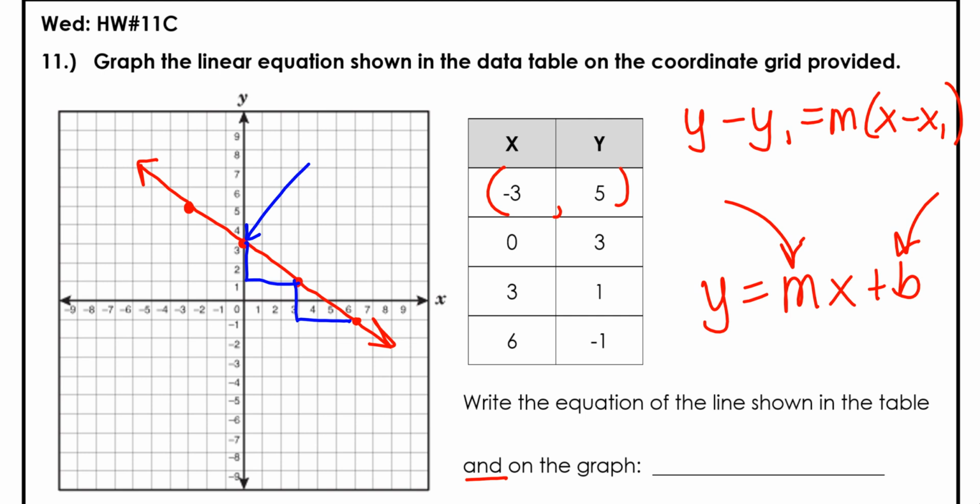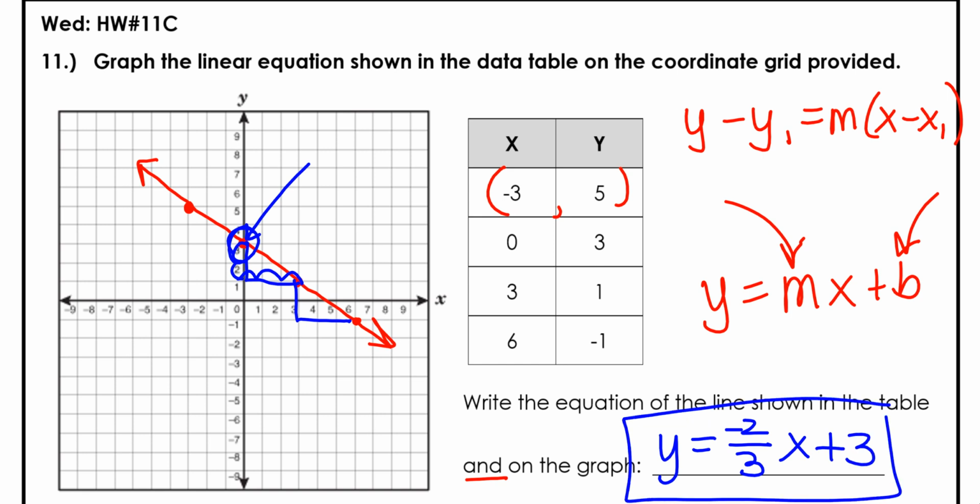Right? So we can write this equation very quickly. The slope is down 2, run 3. So there's our slope. And the y-intercept is +3 right there. And that's all we have to do. So let me clear this away so you can see that, right? So our slope is down 2/3, and our y-intercept is +3.